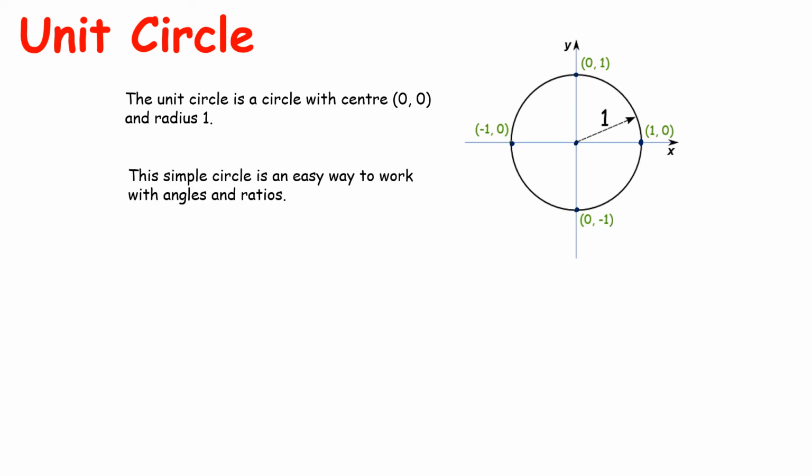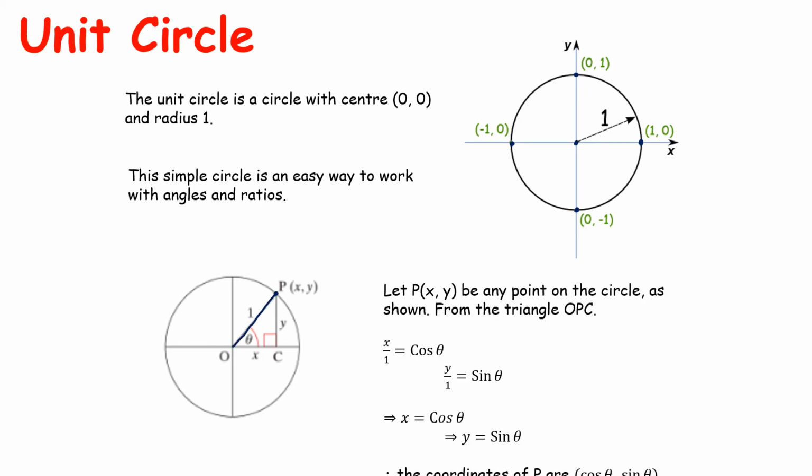So this simple circle is an easy way to work with angles and ratios. When I talk in ratios, I mean my trigonometric ratios. So here is another example of a circle, this is still the unit circle. We can see our radius here is given as length 1. It says let P, x, y be any point on the circle as shown. And we have a triangle here, OPC.